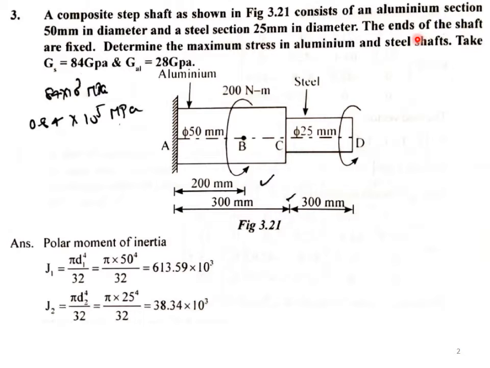A composite step shaft, as shown in the figure, consists of an aluminum section 50 mm in diameter and a steel section 25 mm in diameter. The ends of the shaft are fixed. Determine the maximum stress in the aluminum and steel shafts. Take G_S equal to 84 GPa and G_AL equal to 28 GPa.